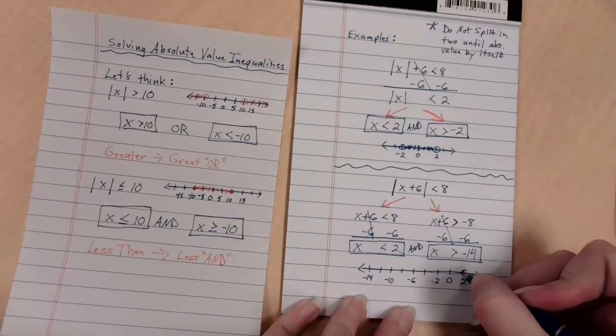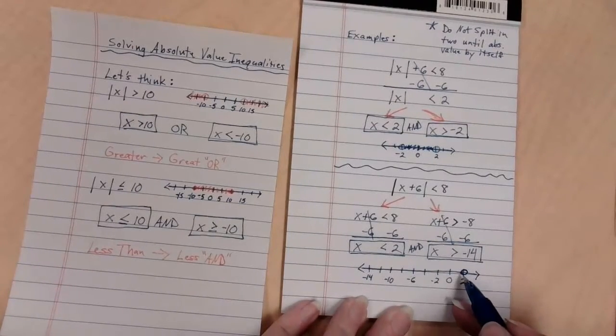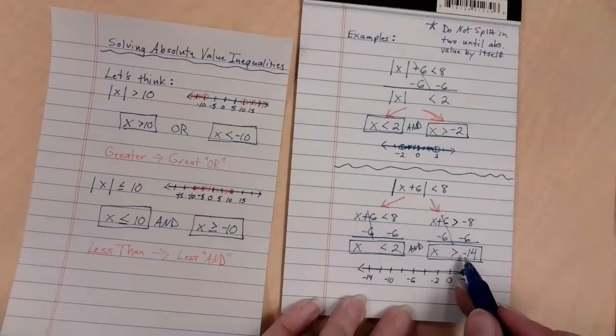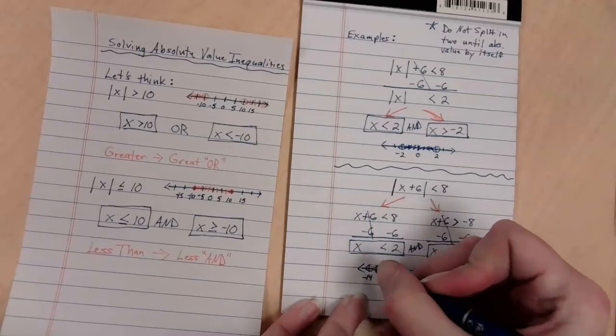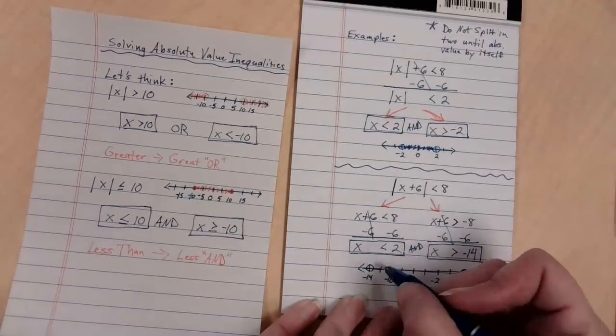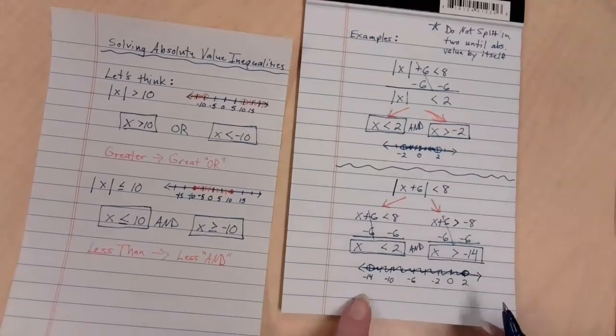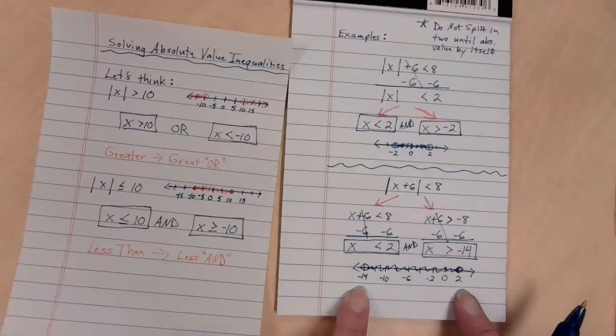Less than 2. So we're starting at 2, open circle. We're going to go less than. But the x's are bigger than negative 14. Again, not equal to, so we want an open circle. And we're going to be bigger than negative 14. So that is everything between negative 14 and positive 2.